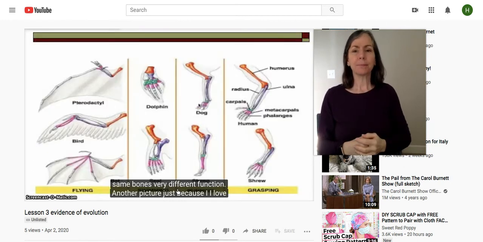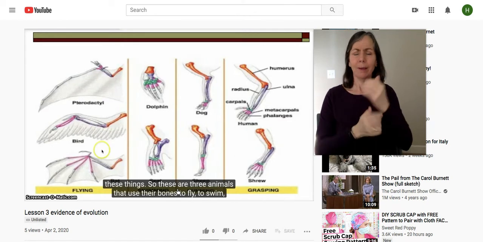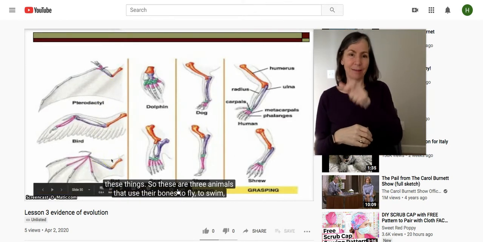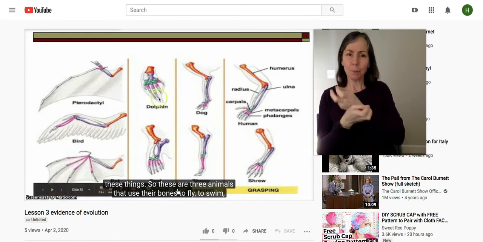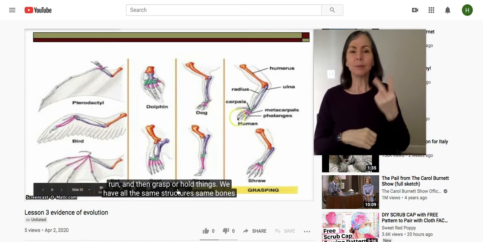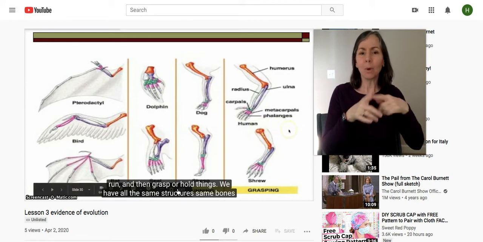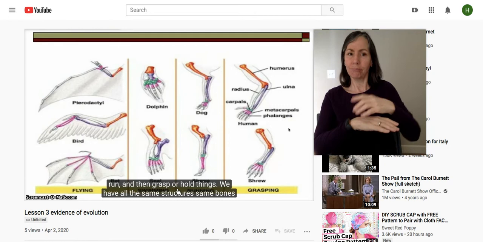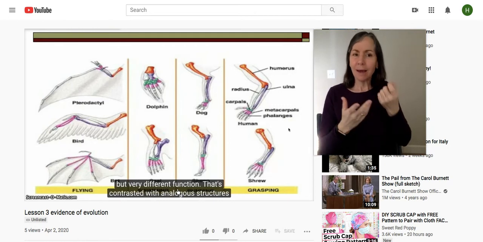Another picture, just because I love these things. So a bird, these are three animals that use their bones to fly, two that swim, run, and then grasp or hold things. We have all the same structure, same bones, but very different function.